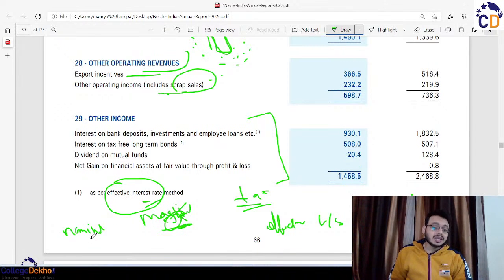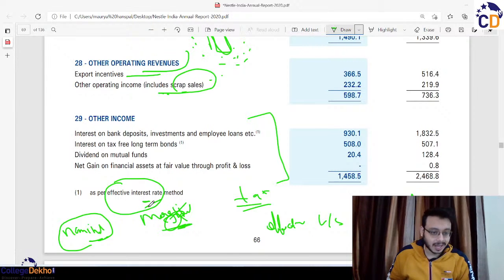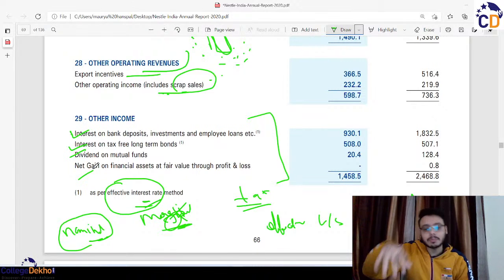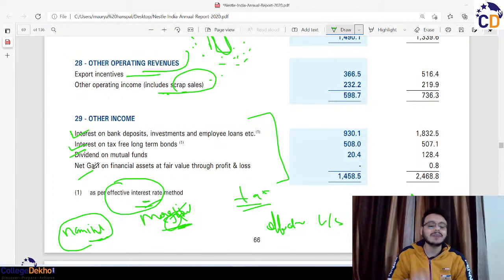What is basically the nominal interest rate? The nominal interest rate does not include the effect of compounding, whereas the effective interest rate includes the effect of compounding. And why is compounding here? Because it is ultimately the interest on bank deposits, investments, bonds, and mutual funds, and the stock market works on the principle of compounding. So there you're going to get an effective interest rate.